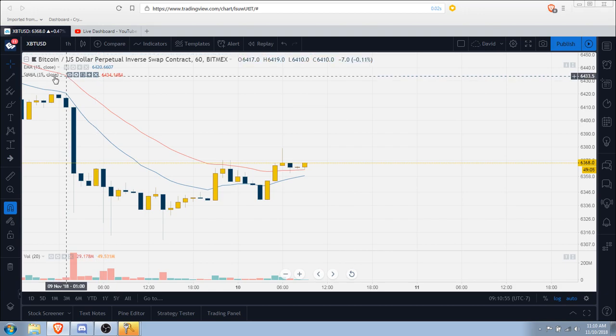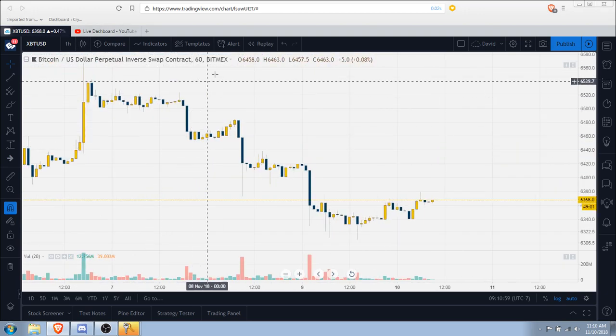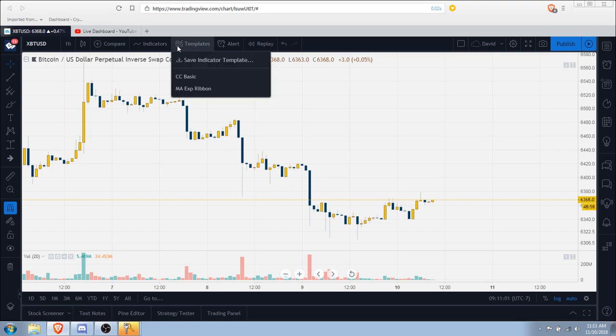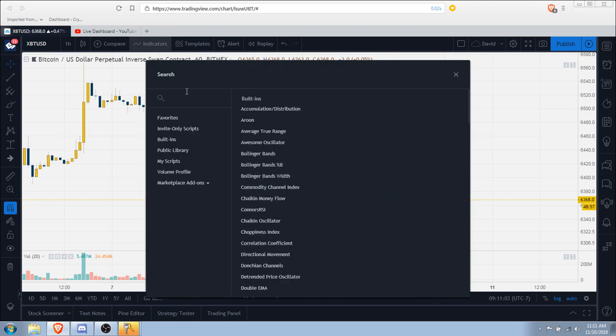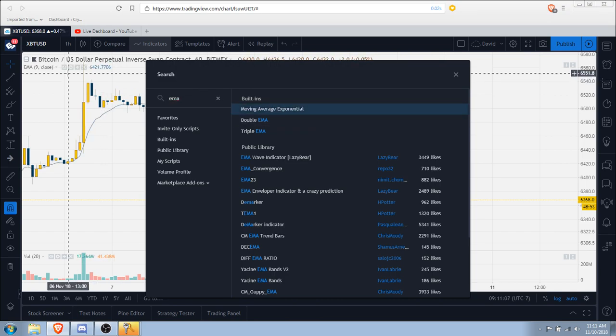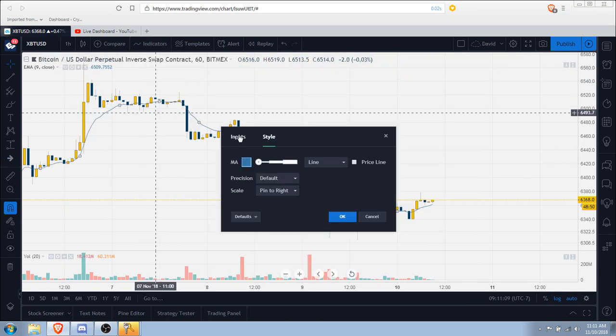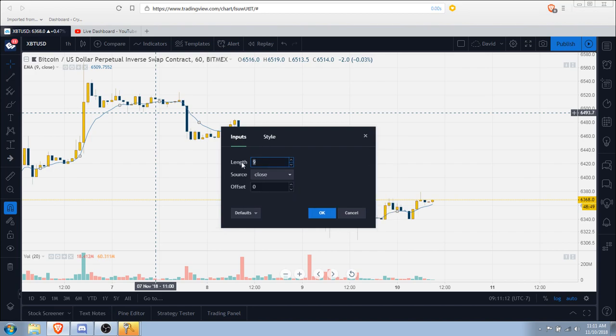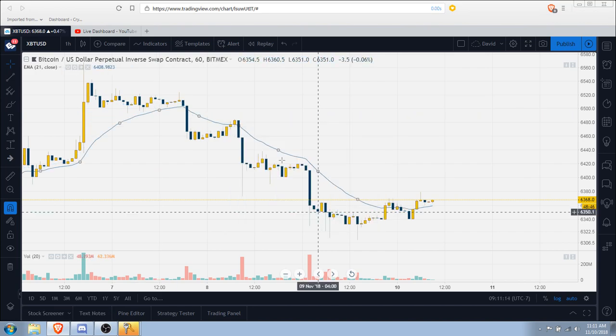So we're going to go ahead and get into another one here that I personally am a fan of, and that is the one moving average. It's the exponential moving average. It's the 21 period, and this works on all time frames.